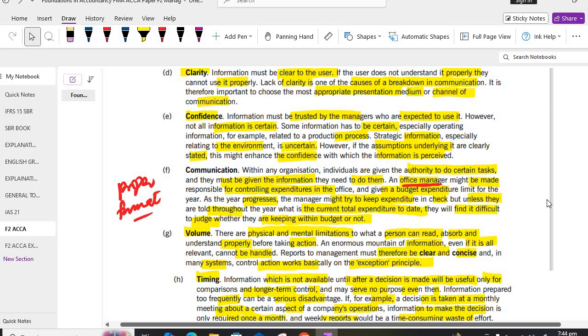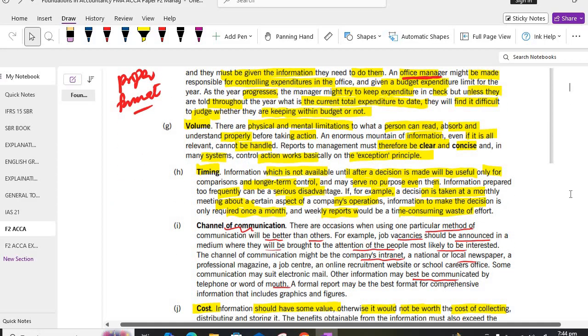And about volume, we have discussed that only relevant and concise information should be provided. Too much information can be difficult for the recipient to digest or absorb. With timing, we have discussed that information must be available in time for decision making. Too early or too late can be useless.